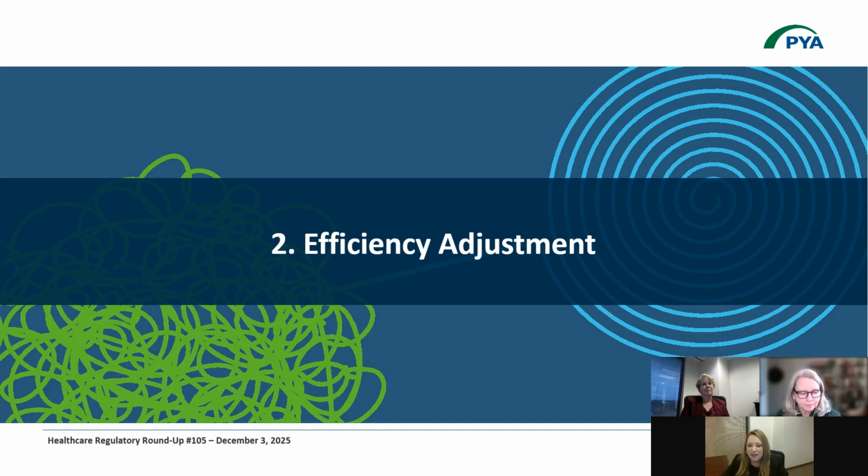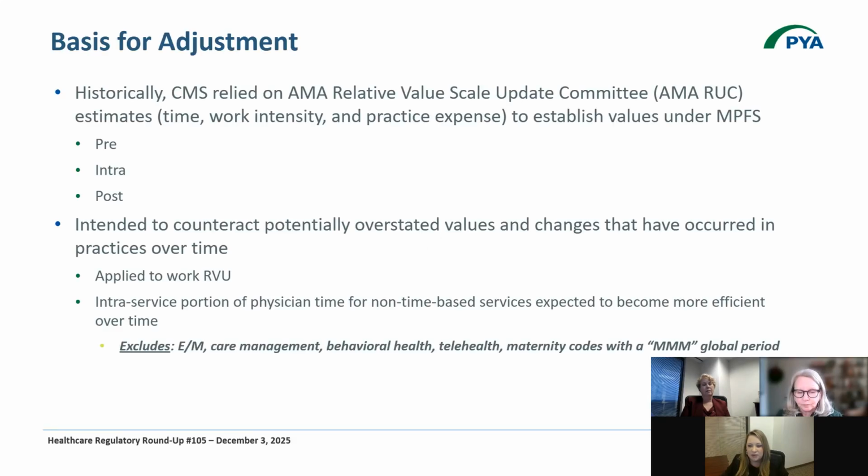Thanks, Marty. So the efficiency adjustment is new for 2026. This is not something that we have seen in the past. If you were with us over the summer when we talked about the proposed rule, a lot of these components have stayed the same despite a lot of comments that CMS received. They're moving forward with this efficiency adjustment. And this efficiency adjustment is important for a number of reasons, which we'll talk about in a minute.